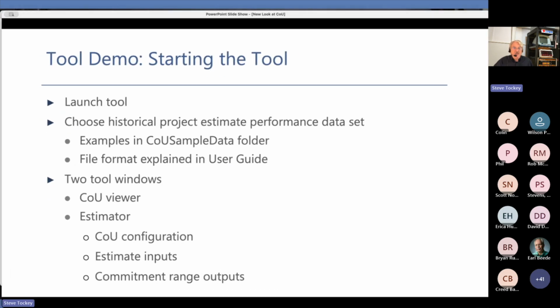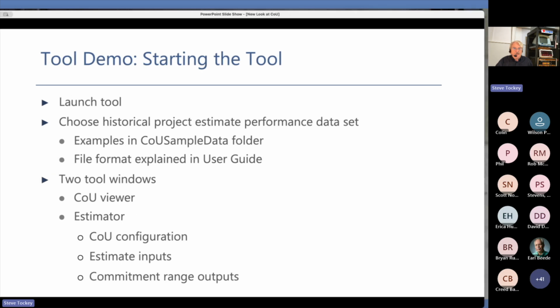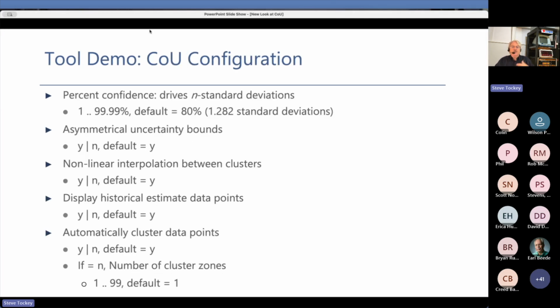So I've demoed launching the tool. I've demoed choosing the historical data. I've talked about the two windows, the cone of uncertainty viewer, and then the estimator tool, which allows me to set some configuration on the cone of uncertainty. There's a zone that allows me to put in project estimates, and then I'll demo the commitment range outputs in just a moment. But the next thing we need to do is talk about the cone of uncertainty configuration.